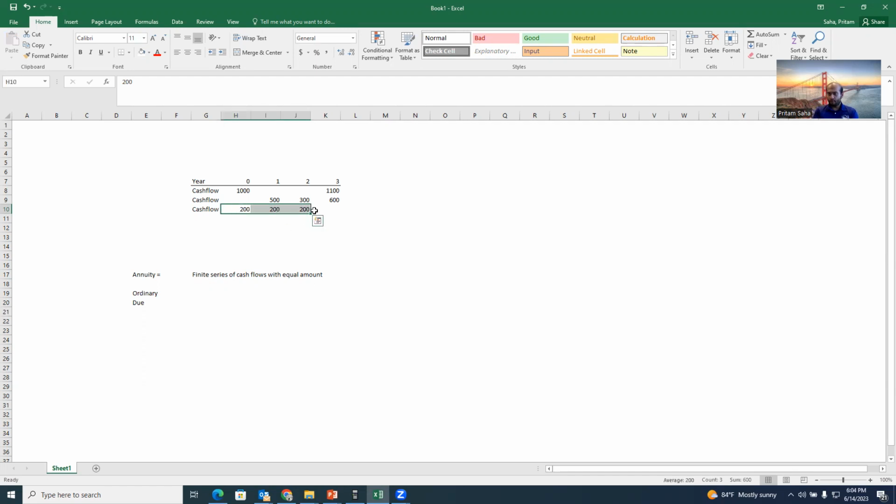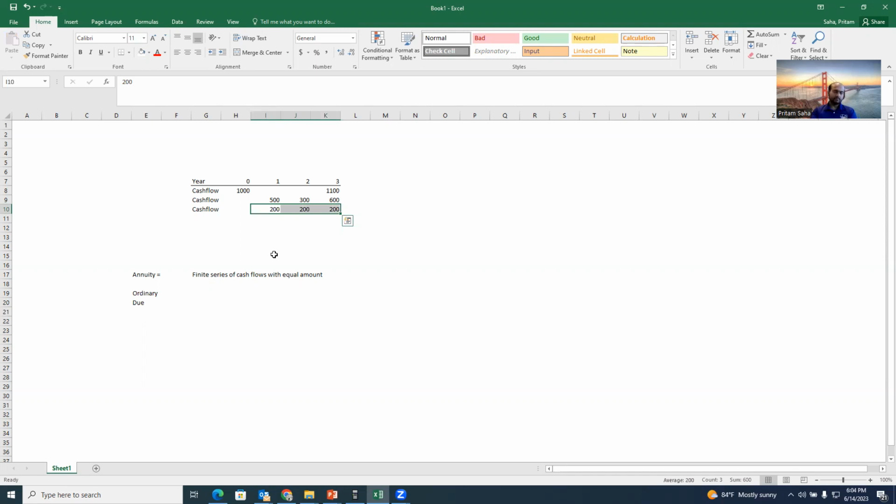And you have to be careful. The beginning of period 1 is basically the end of the last period, which is 0. The beginning of period 2 is basically the end of the last period, which is 1. So this is the difference. Make sense? Annuity ordinary versus annuity due.